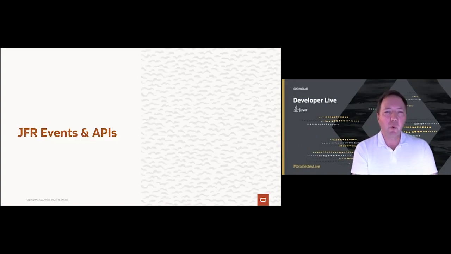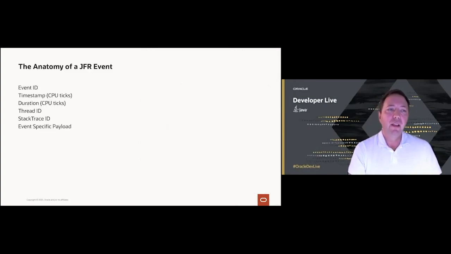So let's look a bit more in detail at what JFR is and how it actually works, and especially the events and APIs. So JFR events, as I said, are very central to how JFR works. And an event is just a blob of data. It does have a few common fields. So this slide here lists the common fields for events. The first one is an event ID. That's a unique identifier for this specific event. Makes it easier to look at and find events and correlate them and things like that.